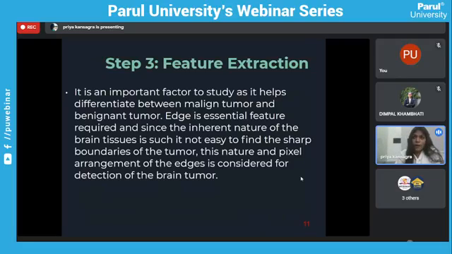It also helps us find where the tumor is, where the whole area is, what type of tumor it is, what size of the tumor is, what is the nature, what is the pixel, what is the edge, and how we can detect it. This feature extraction is one of the most important factors in our image processing steps.